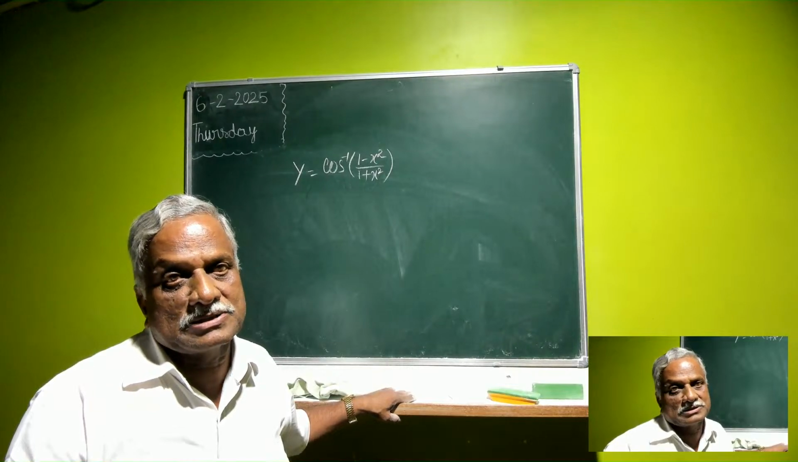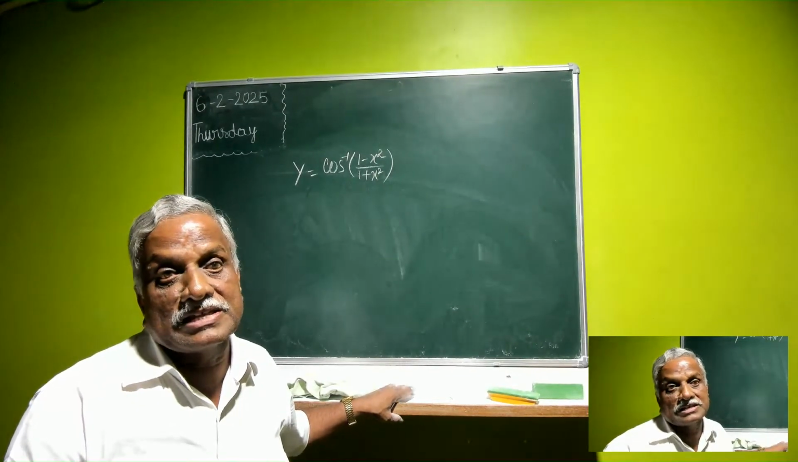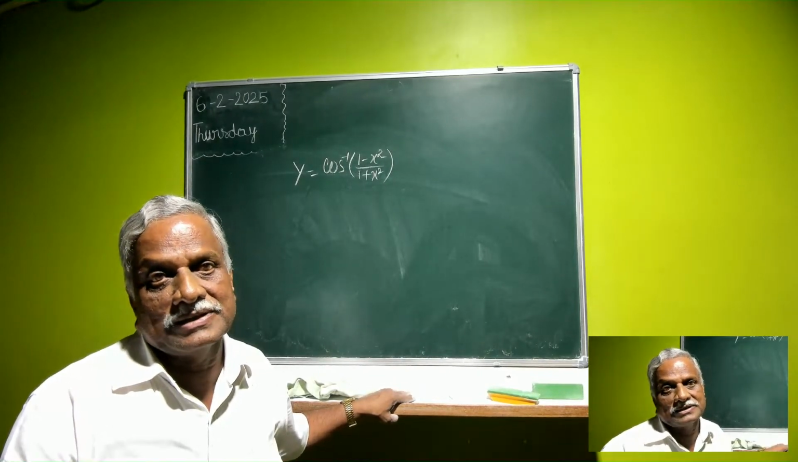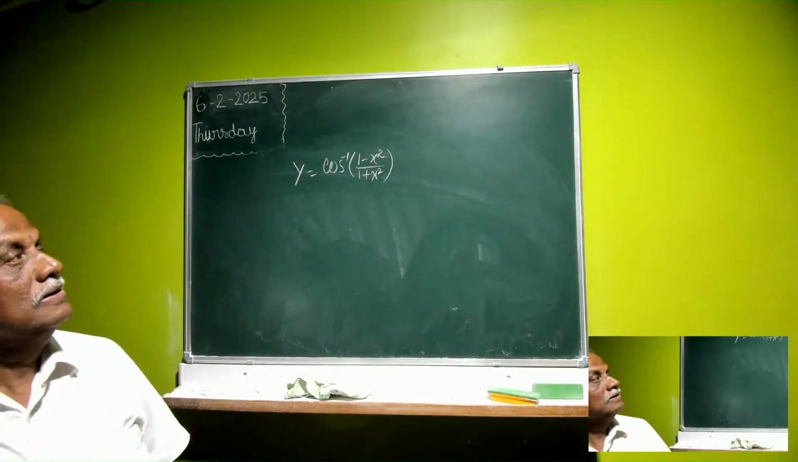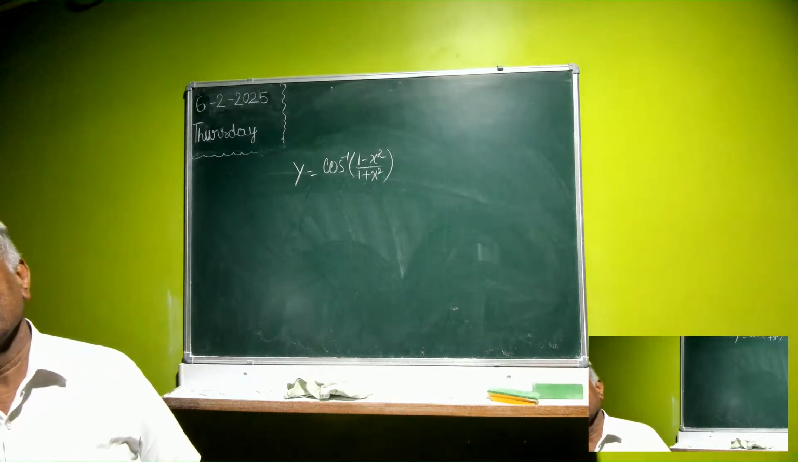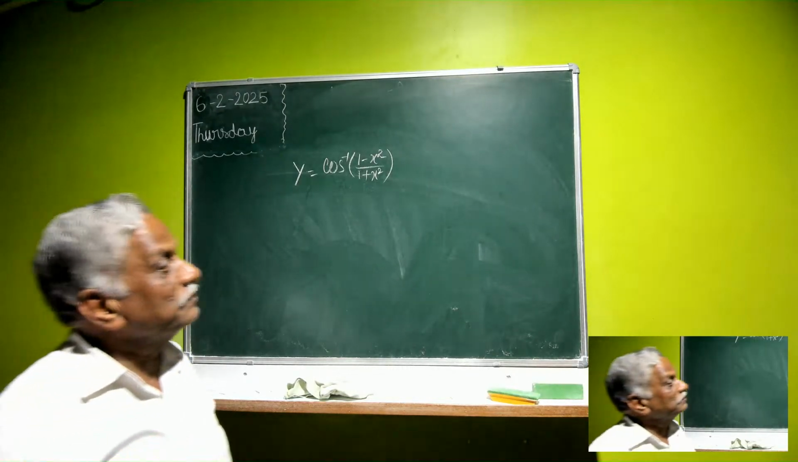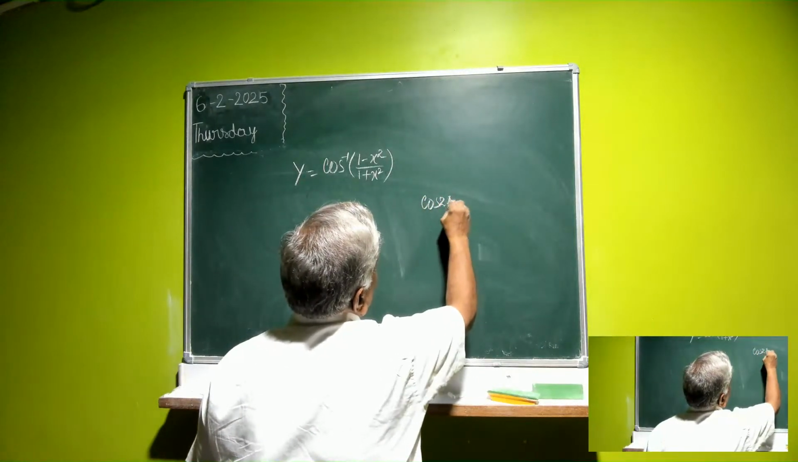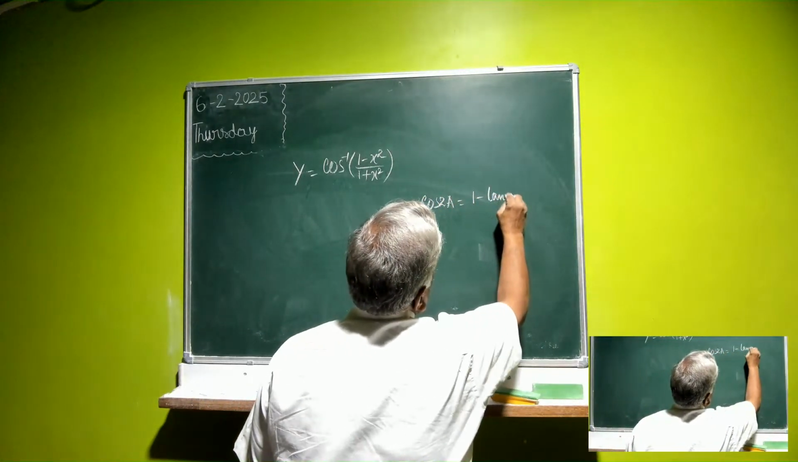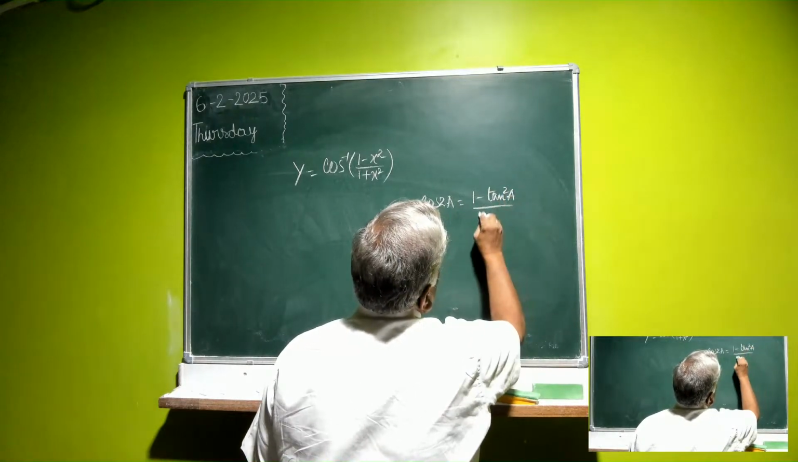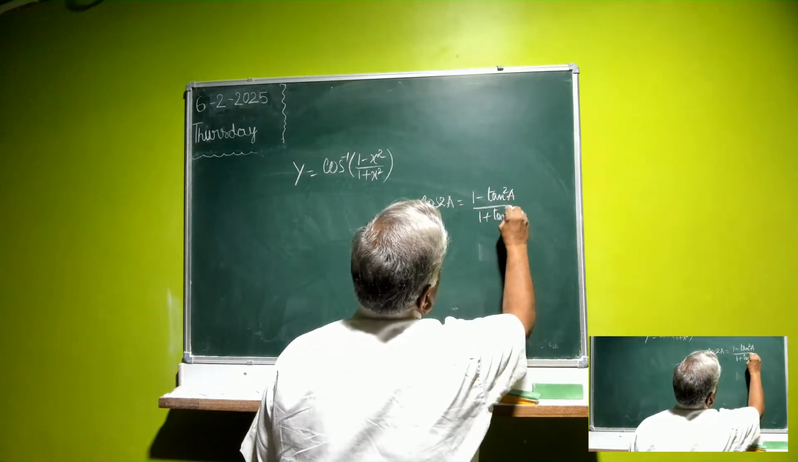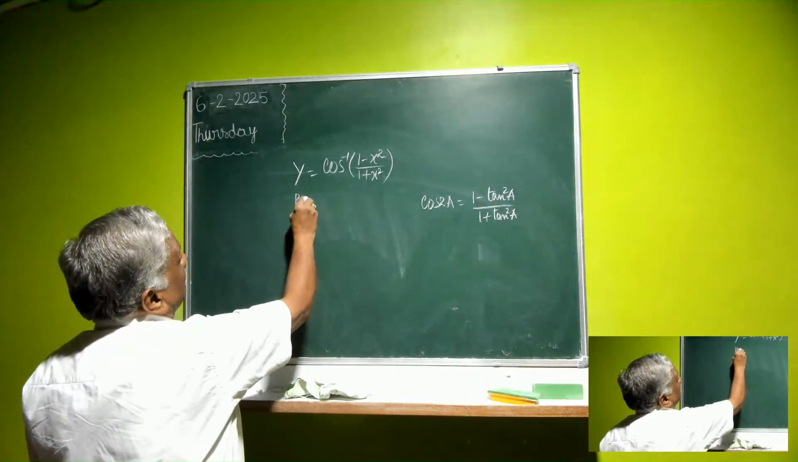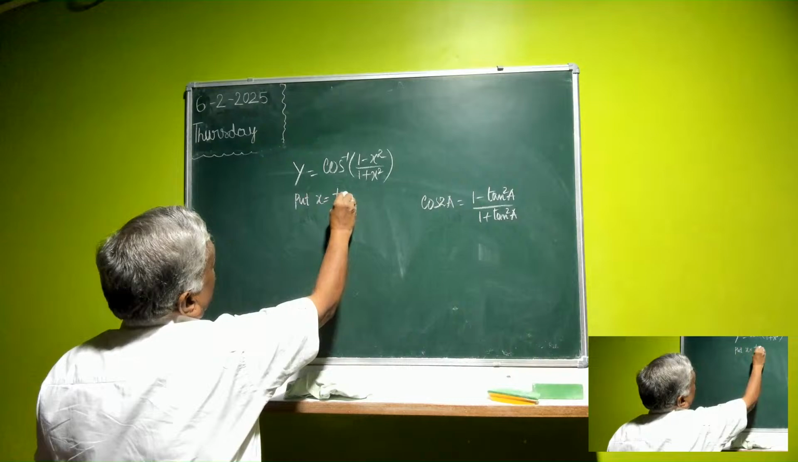1 minus sin square, that is cos square theta. But 1 plus cos square, there is no formula. But 1 plus tan square theta is secant square theta. But what is 1 minus tan square theta? So you need to remember the formula. Cos 2a is 1 minus tan square a over 1 plus tan square a. So if you remember the formula, you can put x is equal to tan theta.